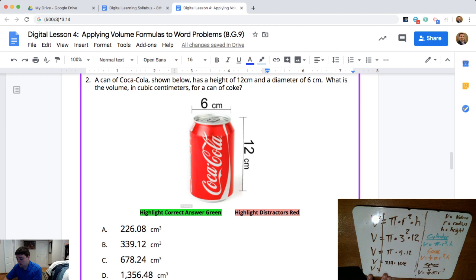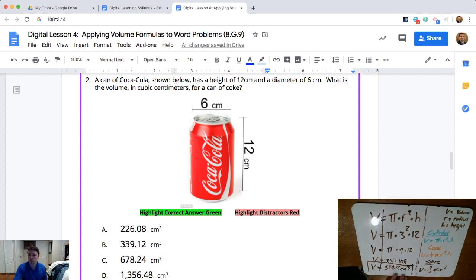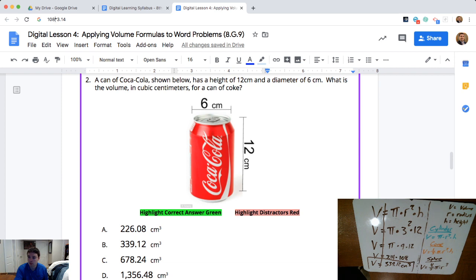you're going to get a volume, just double check, of 339.12, in this case, cubic centimeters. Yep, Donald, you're right, it's 108 pi. That's also the volume for this cube. Let me make that whiteboard larger. I should have done that in the beginning.